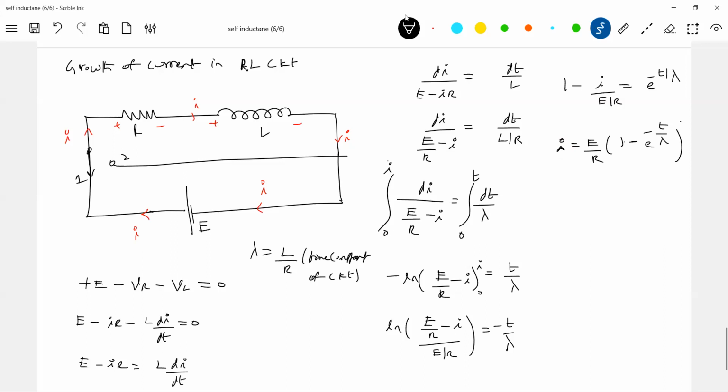So practically, an inductor will have internal resistance. You can call the resistance of the wire which is used to make the inductor as this capital R, or the resistance of the circuit. Either one you can take.